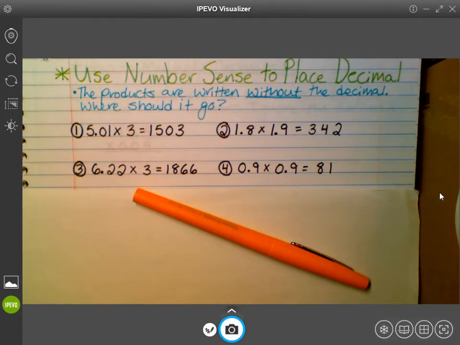And notice that I did leave some spaces between the digits so that I have a space for a decimal no matter where I need to put it.